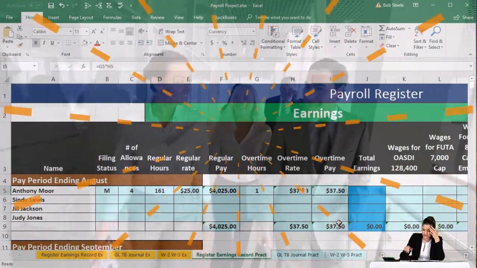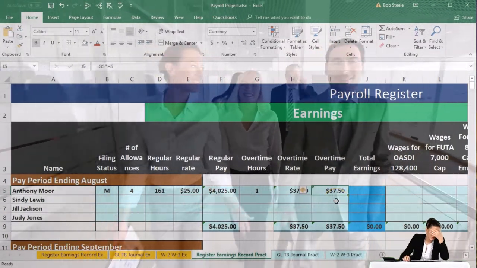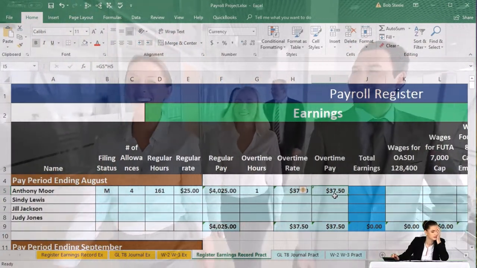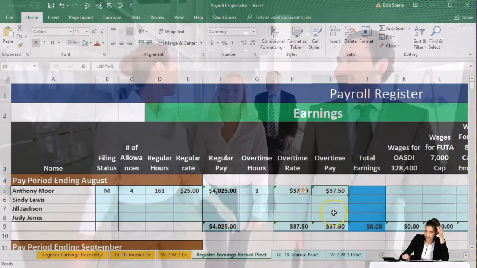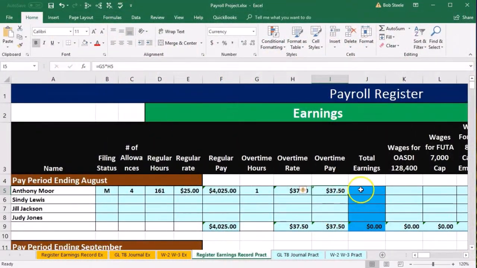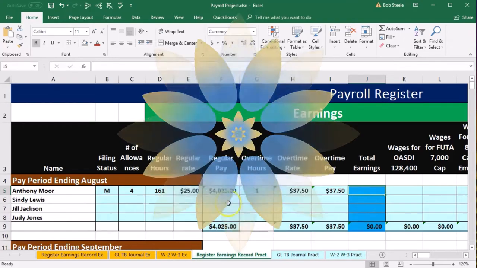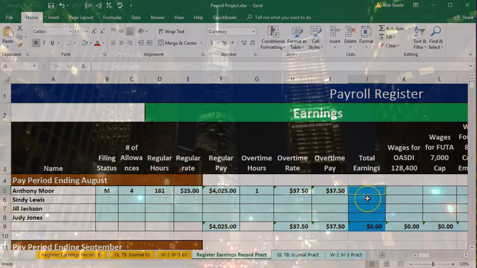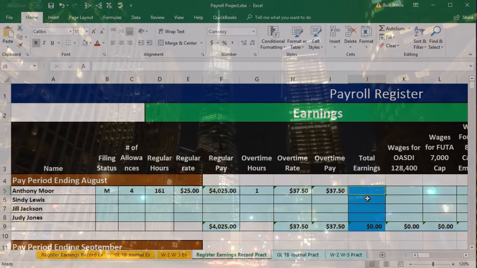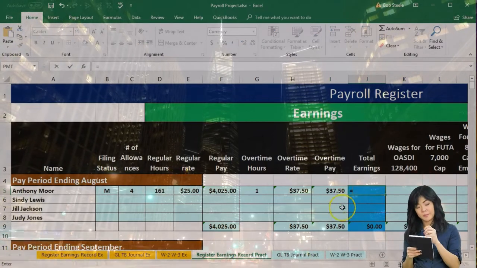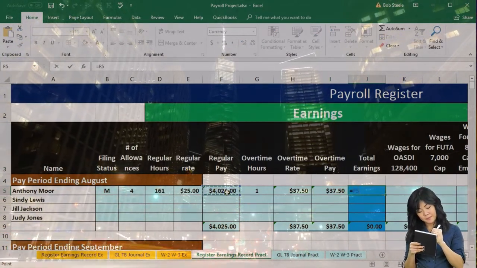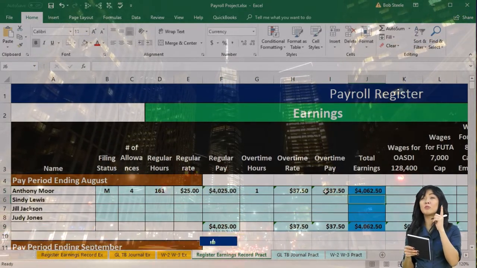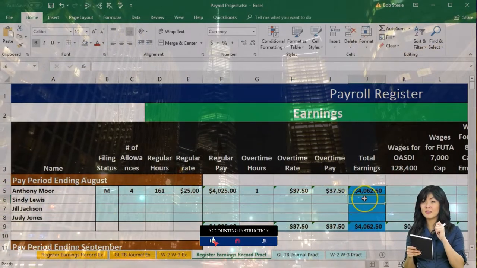Now, obviously, we could have calculated that and just typed in 37.5 here, but we really want a formula. We want to standardize the worksheet. We want to have it all uniform and use formulas as much as possible, meaning this whole column should be symmetrical and have the same formula in it. Then for the total earnings, we're going to add up the regular pay and the overtime pay. So that's just going to be the 4,025 plus the 37.5. We will do that with a formula again. So in J5, equals this 4,025 in F5 plus this 37.5 in I5. That gives us our 4,062.50. This is our total earnings.